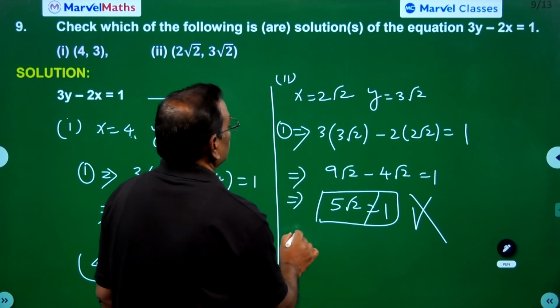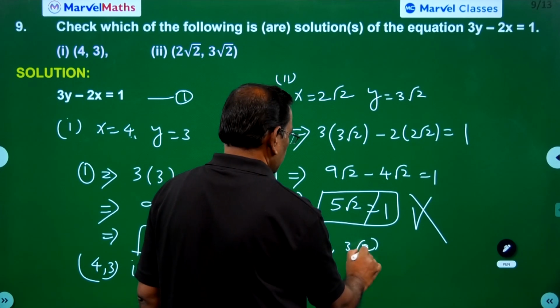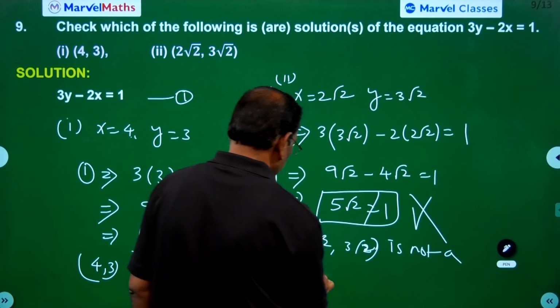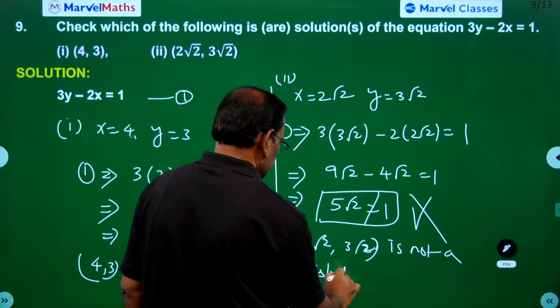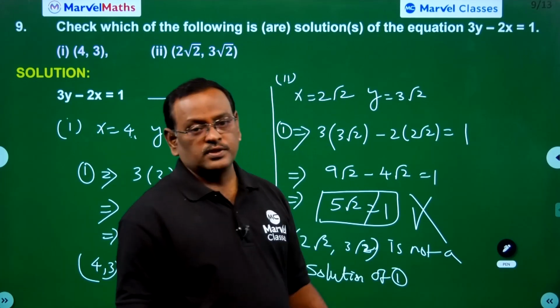And hence, what is the conclusion now? (2 root 2, 3 root 2) is not a solution of equation 1.